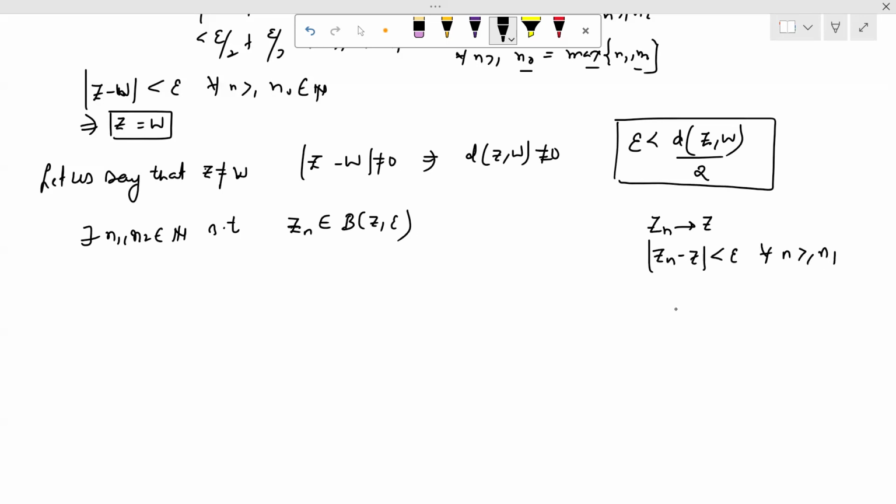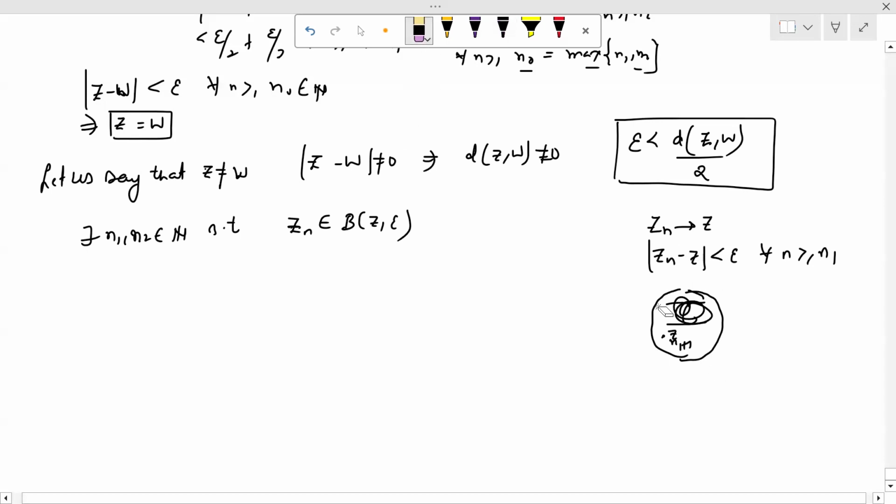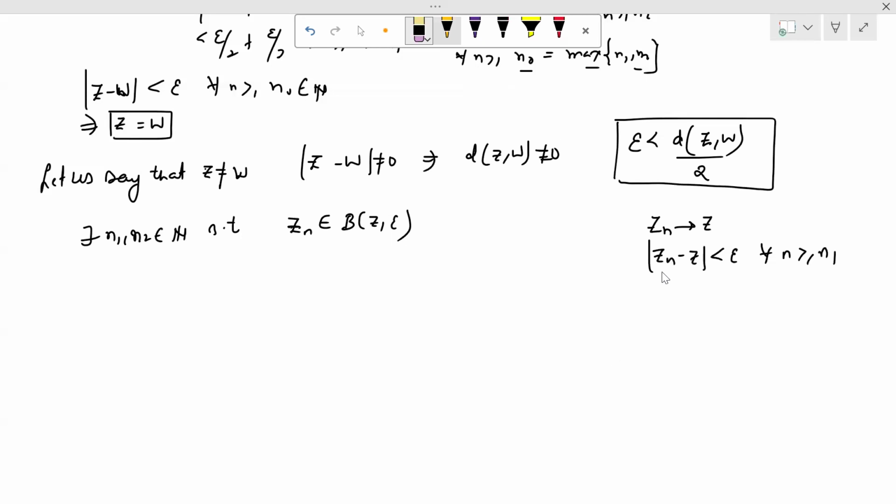It implies that all the elements after n1 will be at a distance less than epsilon. So they will be contained. So all the elements after n1. So after n1 would be Zn1. Sorry, I should write in a better way, otherwise we will get confused. What does it mean? So it means, I'm writing it here.